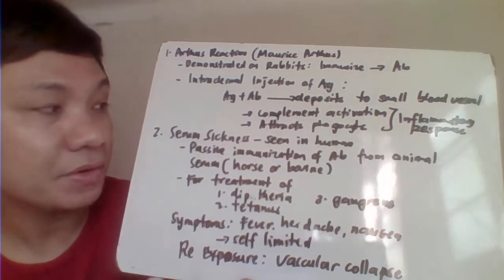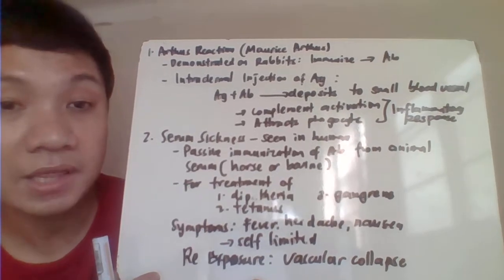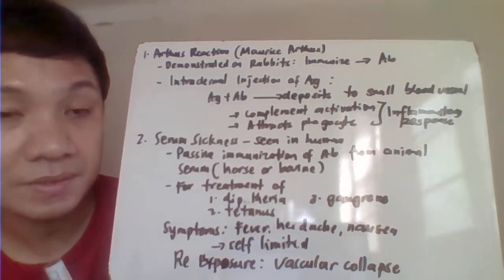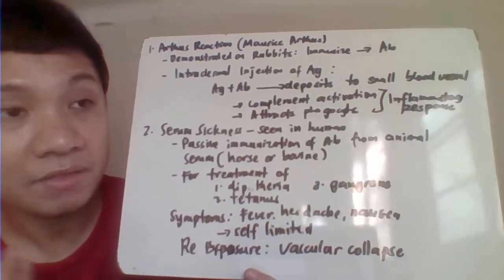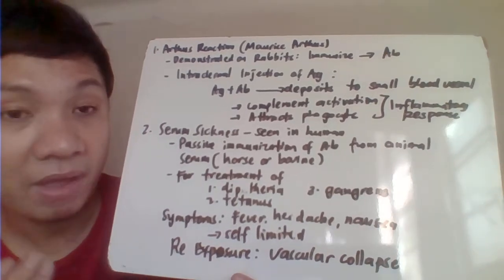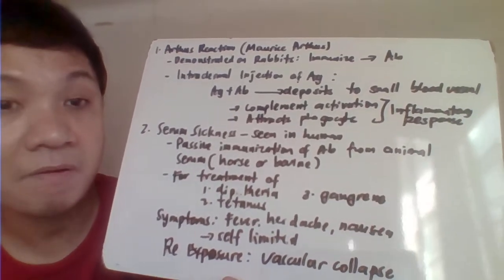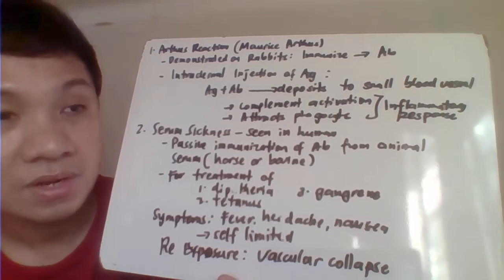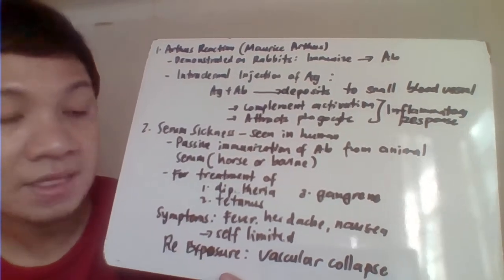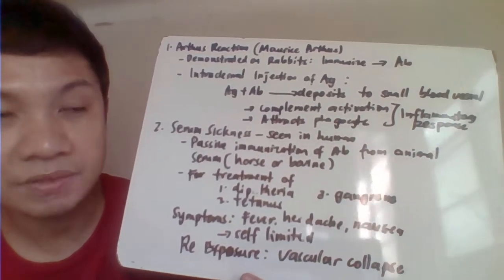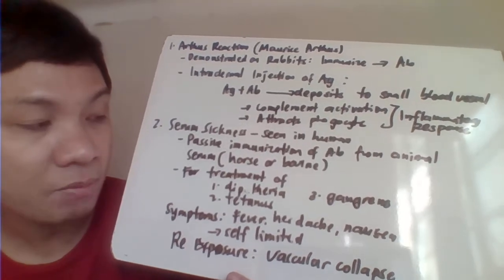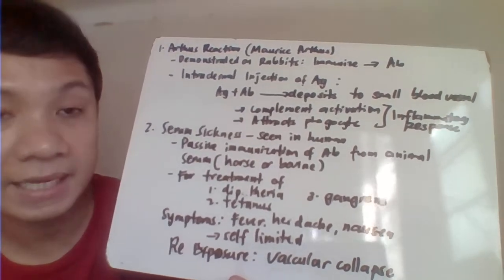Another type 3 is your serum sickness, which can occur in humans. This is a passive immunization by injection of plasma containing antibody. However, the antibody in the plasma comes from an animal source, so it might be horse or bovine. This is actually used for the treatment of diphtheria, tetanus, and even gangrene.